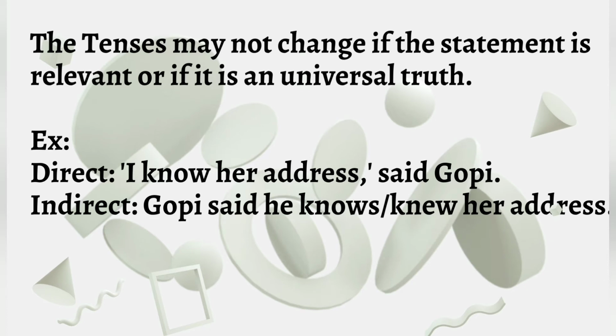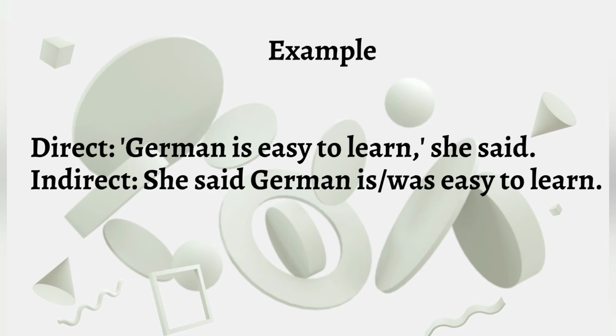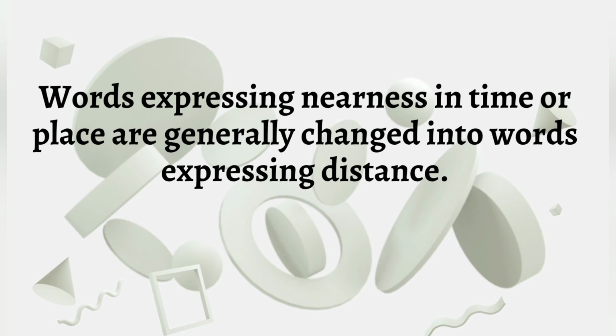I will show you one more example. Direct speech. "German is easy to learn," she said. In indirect speech, she said German is easy to learn or she said German was easy to learn. The past tense is often used when it is uncertain if the statement is true or when we are reporting them.